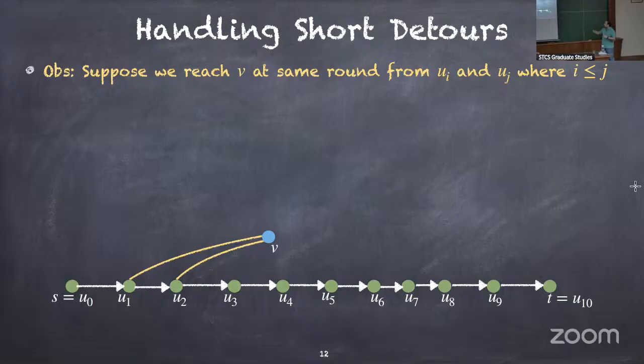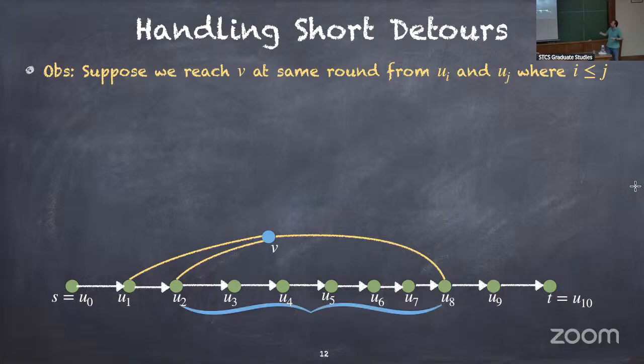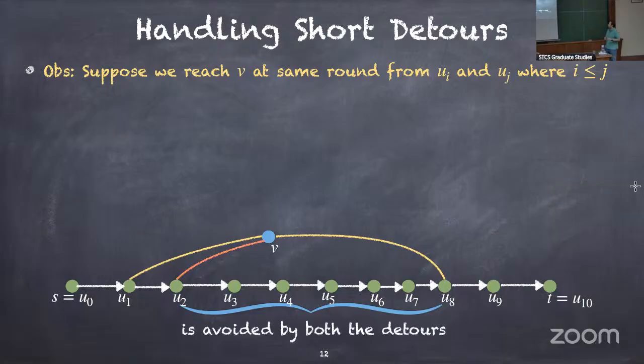And after that, after it merges to V, the shortest path in both will be the same. So now, for the U2 to U8 part, this detour is avoiding the edges in this range, and that is also avoided by the detour starting from U1. So basically, this part is avoided by both the detours.